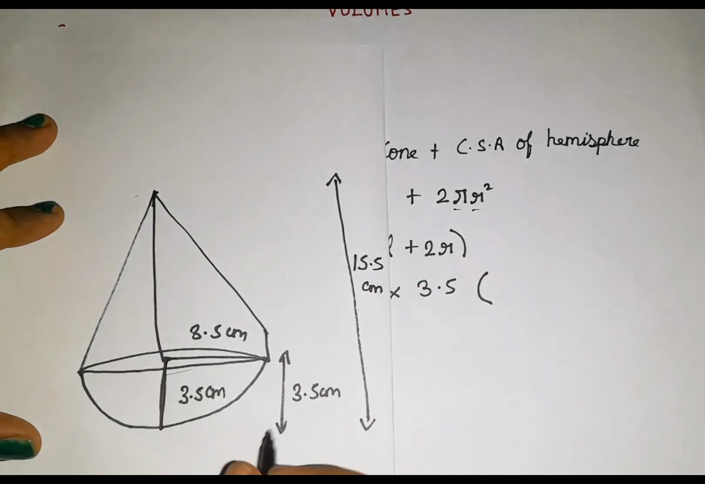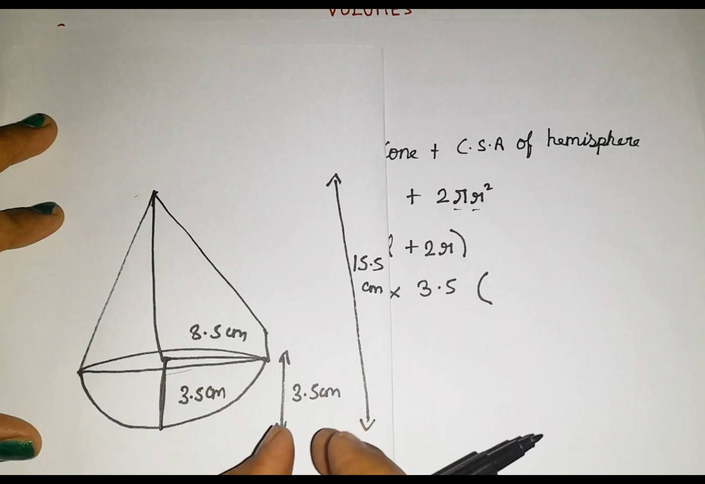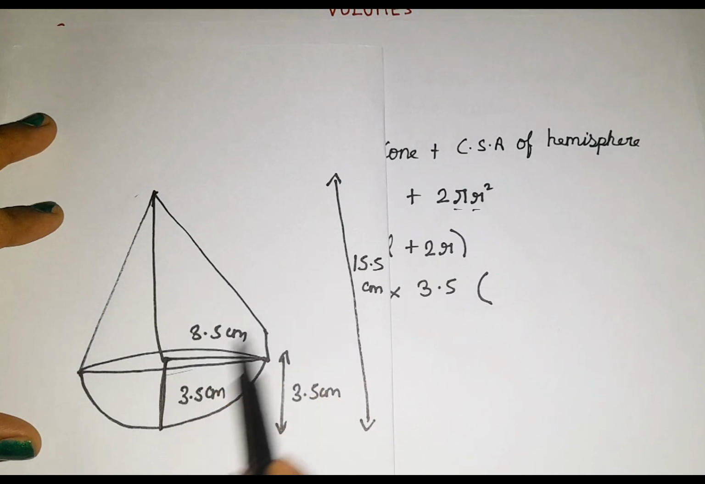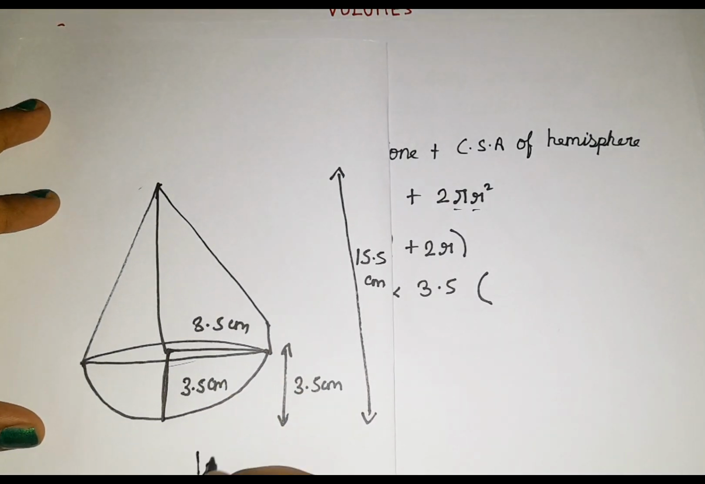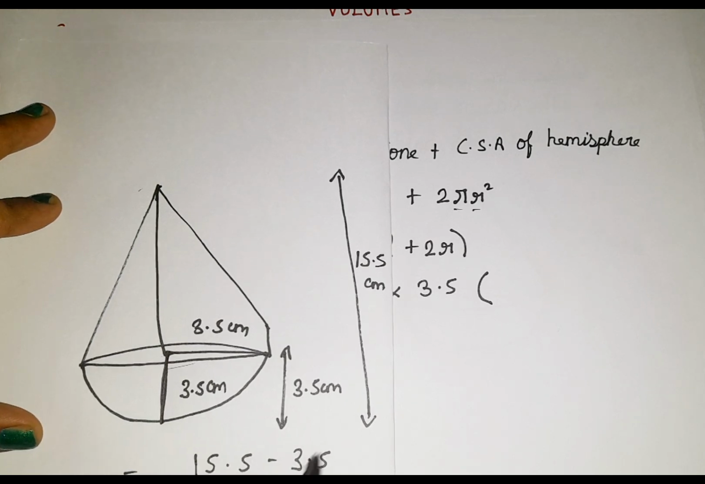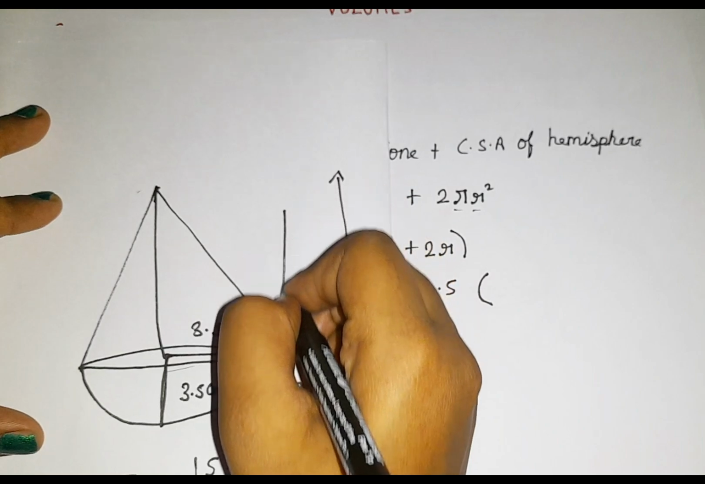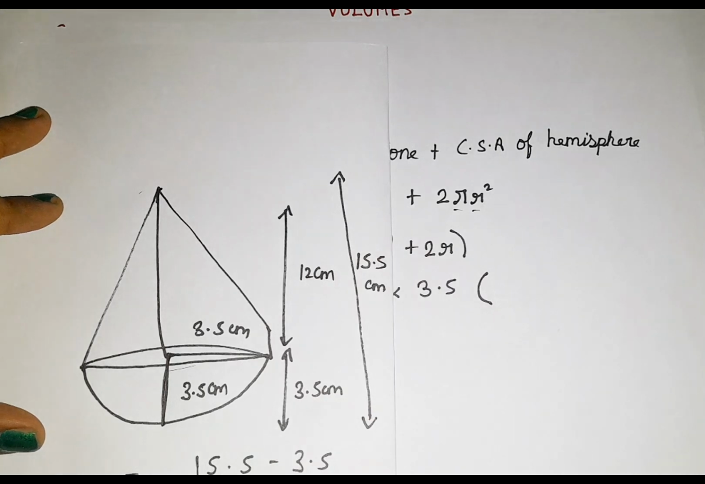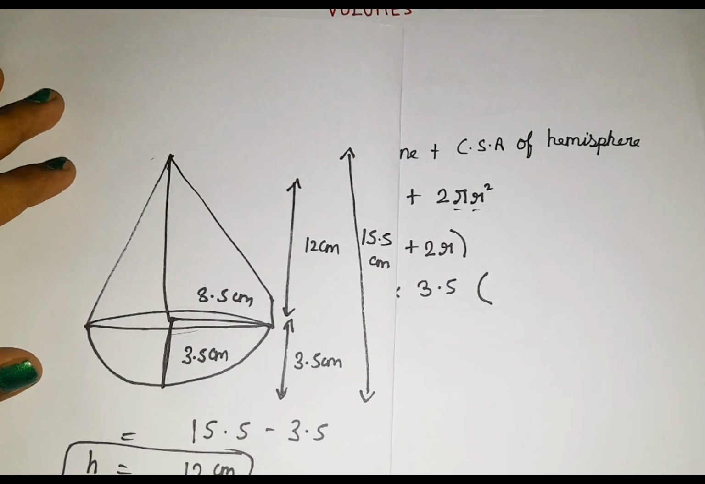Now since I know the radius of this particular figure, that is the hemisphere, and the complete height of the toy, that is 15.5 centimeter, if I subtract 15.5 and 3.5, then I will get 12 centimeter. So this is the height of the cone. The height of the cone is 12 centimeter. I hope you guys can understand it, right?